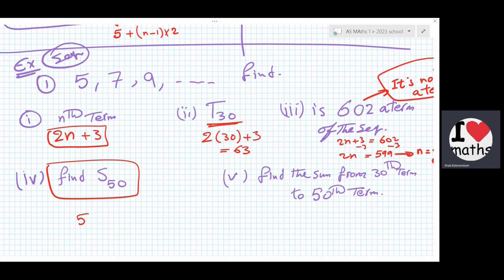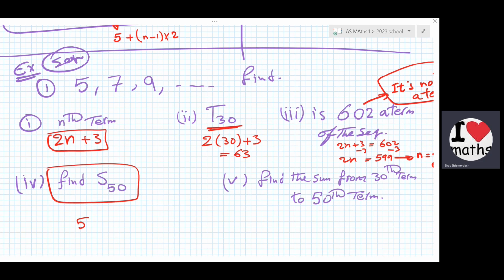Okay, here we are talking about the sum of the 50 terms. What he did is talk about term number 50, which is T50. He's trying to find T50, the term number 50. Once he gets it, he can get the 50th term, and after that he will start to answer the question, to find the sum of the 50 terms.